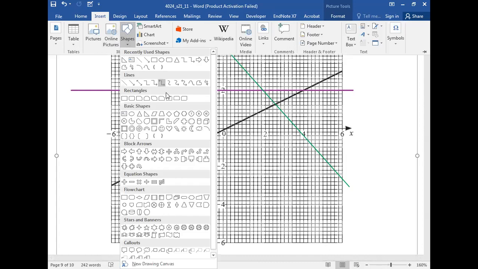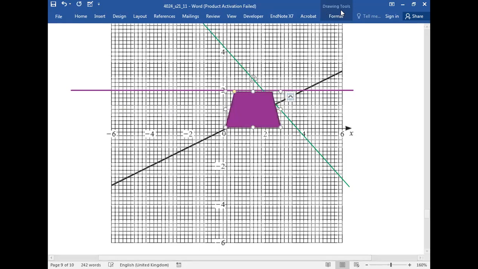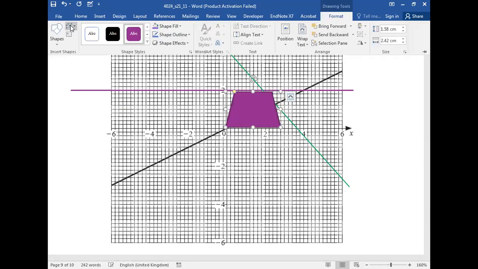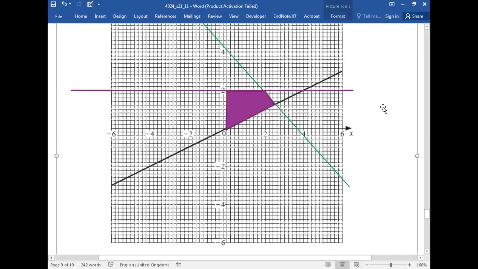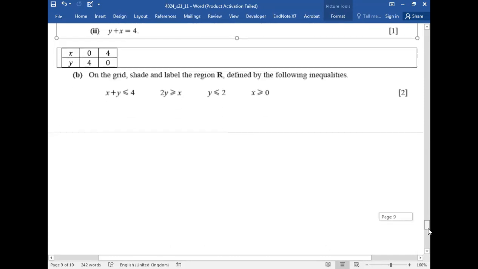Let's look at the quadrilateral. This is the region that you will end up with, class. Am I right? Clear, class?